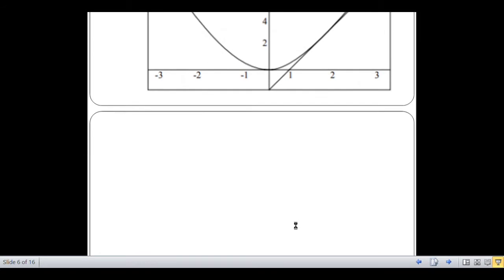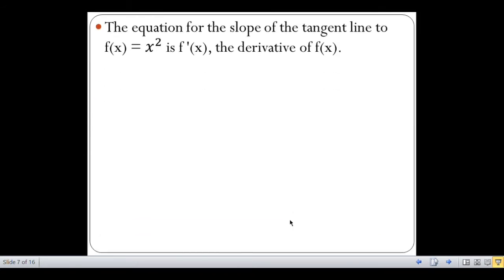Okay? So, now, let's proceed to our solution. The equation for the slope of the tangent line is, so ito yung given problem natin, f of x equals x squared. Ano kaya yung tawag dito, or paano kaya ito basahin? Once na may ganito kayo sa exam or activity, paano siya basahin? Ito yung tinatawag na the derivative of f of x.